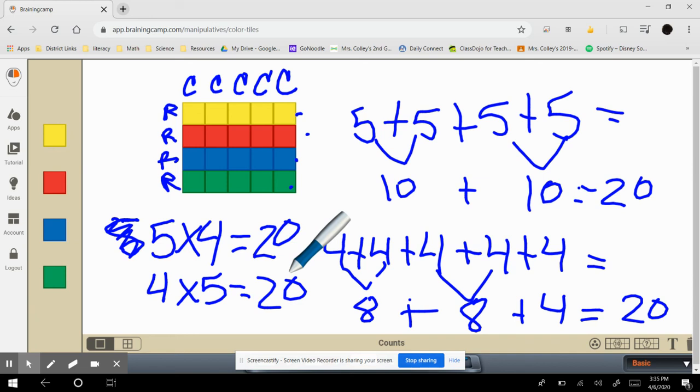So now your job is to go find either some objects, like you could use cereal, you could use coins, you could use shoes, you can use whatever you want to make your own arrays. They cannot be either of the two arrays I showed, and you have to do two different arrays, okay? So you're going to do two different arrays using objects or drawing pictures, and you're going to record it on a Flipgrid for your teacher to see your awesome work. Don't forget to do your 2 addition sentences that go with it and your 2 multiplication sentences to go with it.